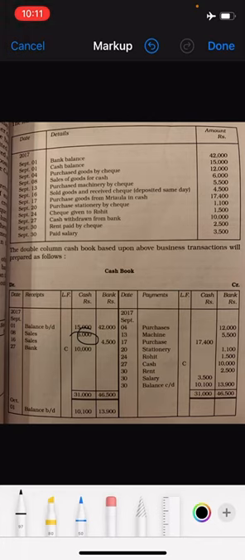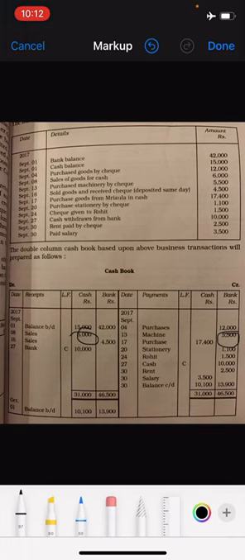Because your bank account is credited, on the credit side of your cash book, you will have to write machinery. Okay, and amount is 5,500, under bank column, because machinery is purchased by check.